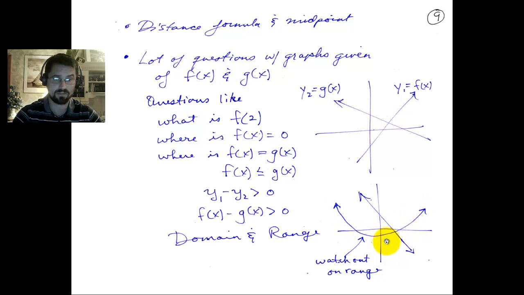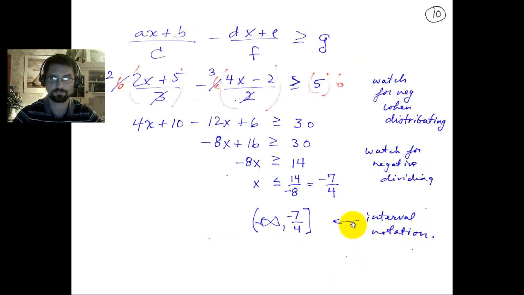This parabola has a lowest point, so the range begins here and goes upwards to positive infinity. You will have a question like that, and it'll either be an absolute value V function, or a quadratic function, and it'll be upside down or right side up. Either way, just watch out on the range.